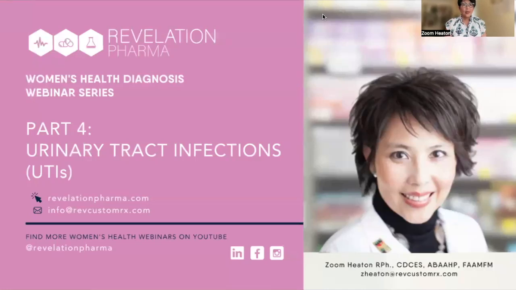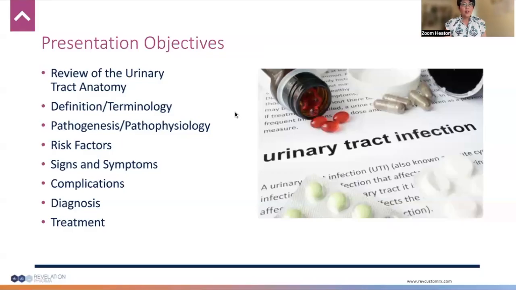We are into part 4, and today we're going to be discussing urinary tract infections. My name is Heaton, and I am the Women's Health Clinical Liaison. We're going to be reviewing the urinary tract anatomy, going over some terminology today on the different types of UTIs. We're going to look at the pathogenesis, pathophysiology, how UTIs come about, risk factors. We're going to go over signs and symptoms, complications, diagnosis, and treatment.